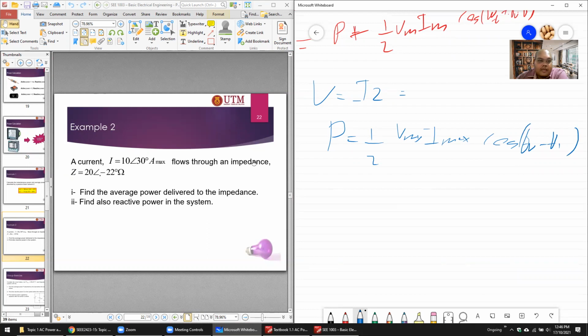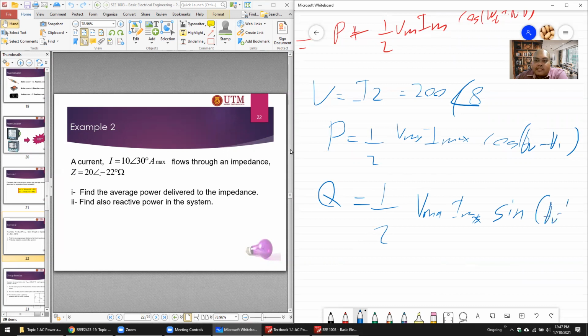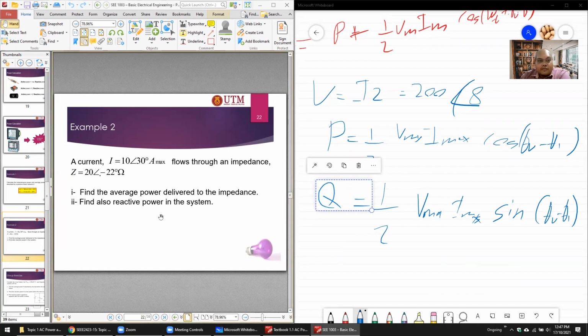Maybe I just show you, 10 multiplied by 20 is 200. 30 minus 20 is 8, right? 8 degrees. So for P, just use the formula. I think I already showed you the example before. But for Q it is the same formula: V max, I max, but of course you use sine of theta V minus theta I. Because the question asks for reactive power, you use this formula. So this is how you answer example 2.